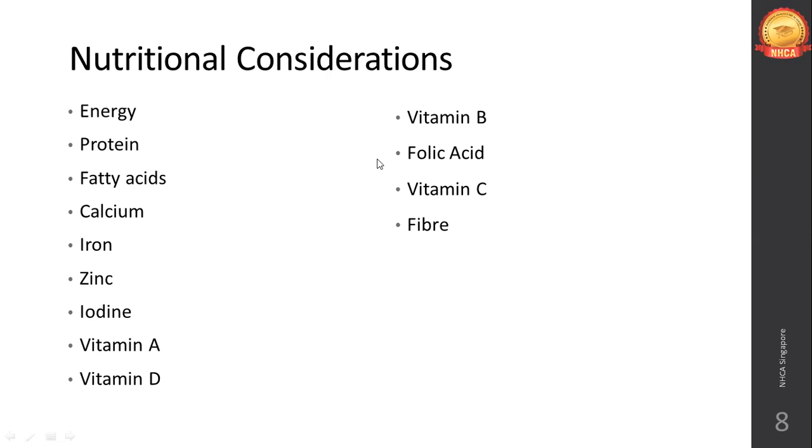Fiber, vegetarian diet is rich in fiber as compared to non-vegetarian diet. That's the reason why vegetarians have a lower risk of colon cancer, lower risk of cardiac disorders as well. Health benefits of vegetarian diet. Obesity, there is reduced chance of obesity. Usually the BMI for vegetarians is on a lower side, so less chance to become obese.